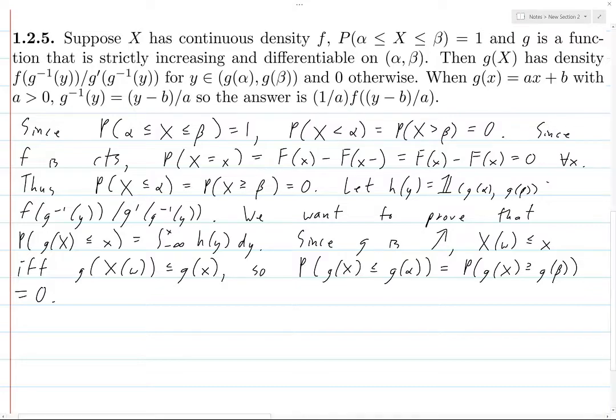Alright, so now let's do a little bit more work. This is just a preliminary thing. Since g is strictly increasing, it is one to one, so it is, in particular, invertible.